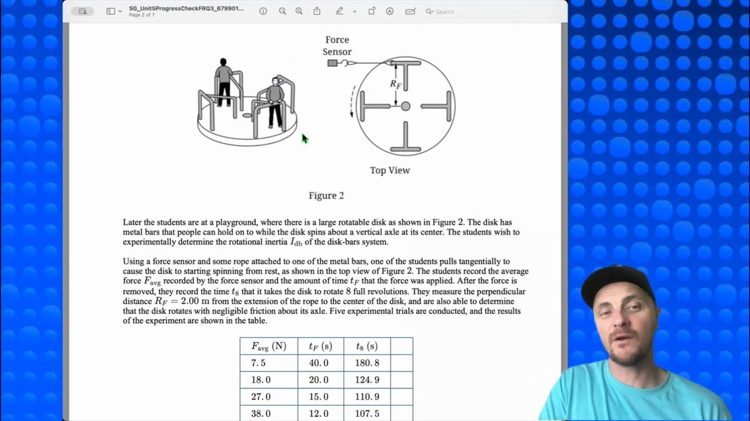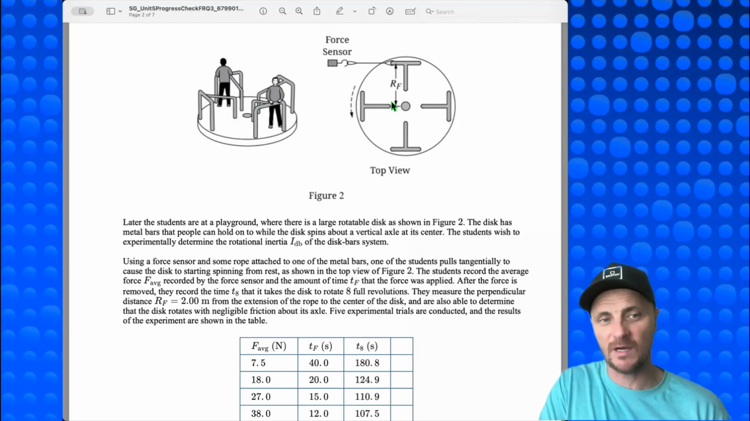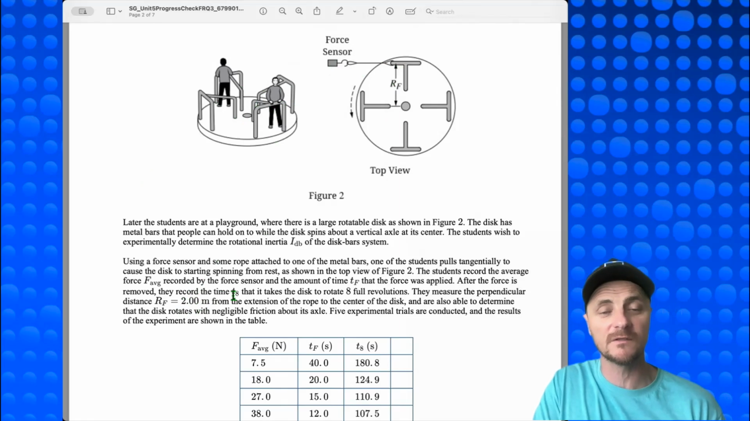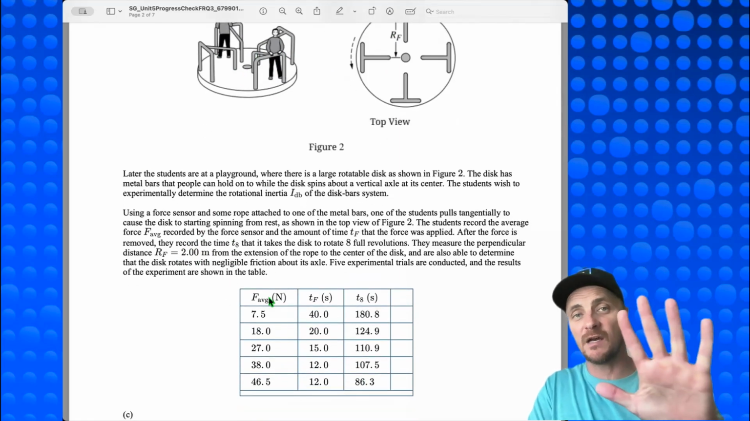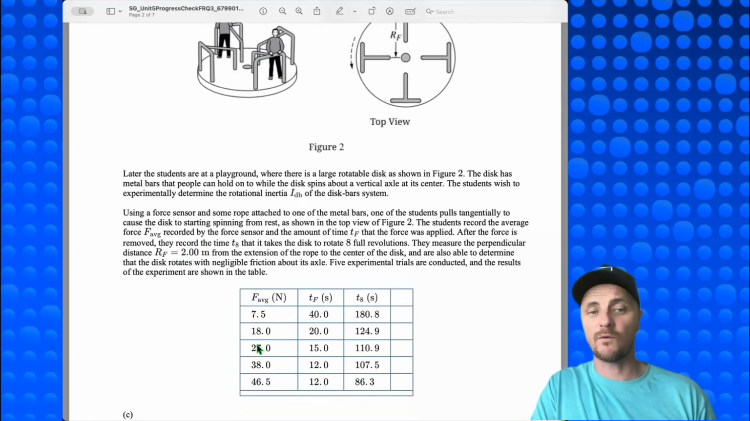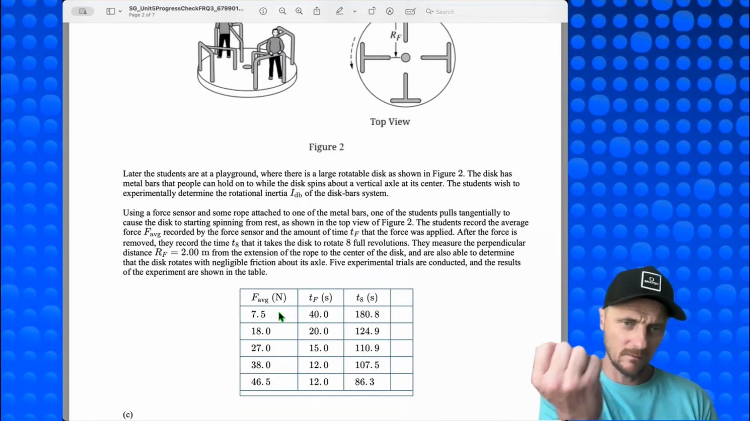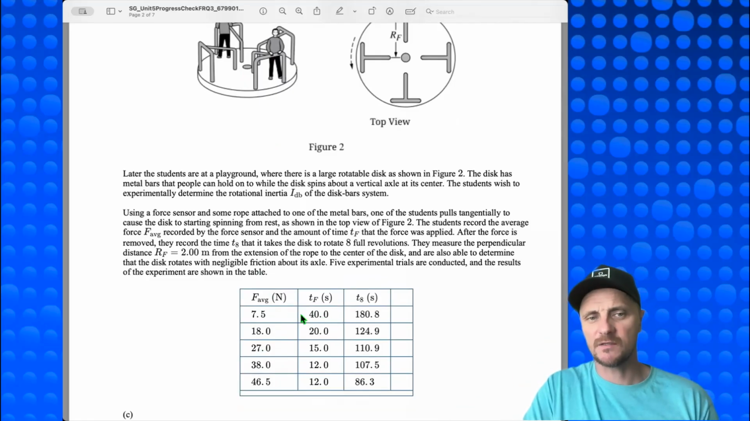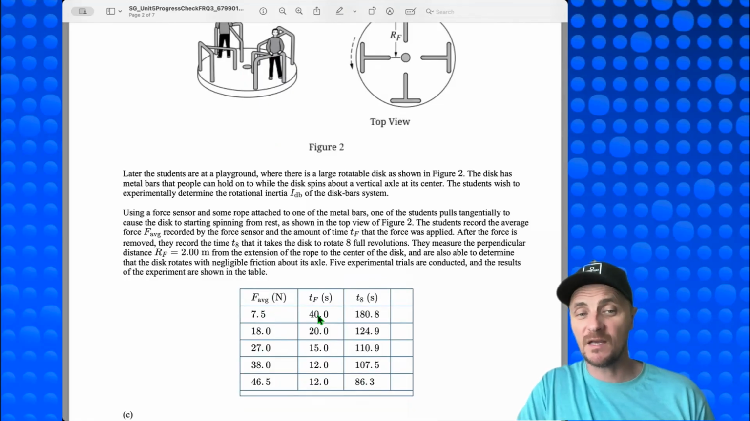We have an old school merry-go-round and we have this force sensor, and we're going to pull it perpendicular to this radius. The radius is 2 meters and we're going to do this 5 different times at varying force amounts. And while I pull, you can see that we have a time associated with that pull. So this is the time of the pull. So for 40 seconds, I pulled at 7.5 newtons. At 20 seconds, I pulled at 18 newtons, and so on.